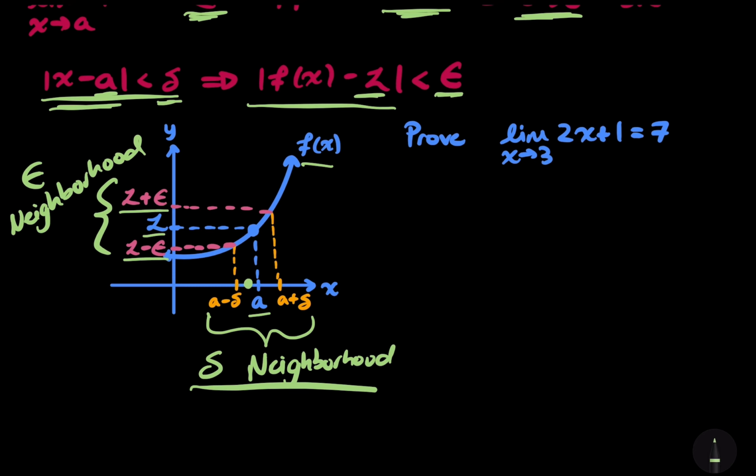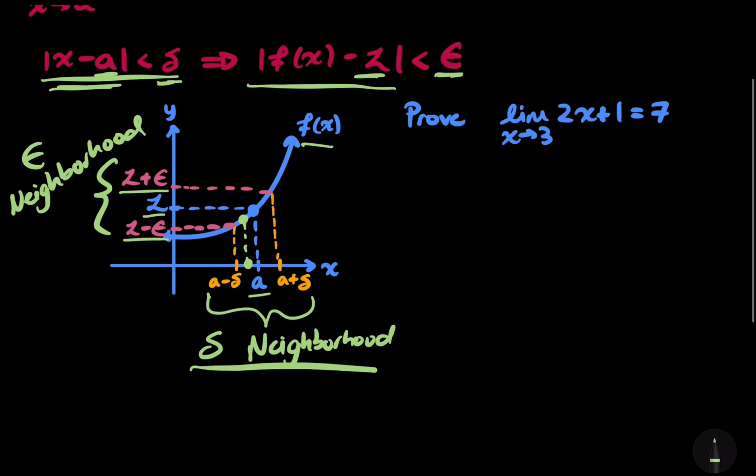This is located within the delta neighborhood of a. Then our f of x value is going to be somewhere within this epsilon neighborhood, and that holds true for this particular point we selected. So essentially what we're saying is that we can always define a delta neighborhood around a such that if x is located within this delta neighborhood, then the distance between our function and our limit is going to be located within the epsilon neighborhood.